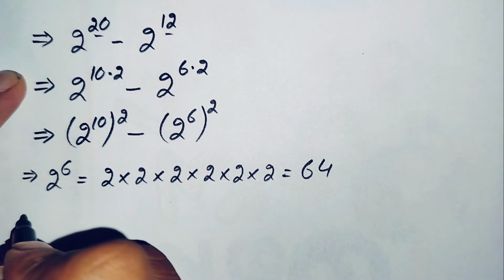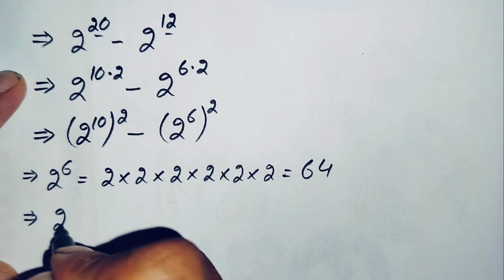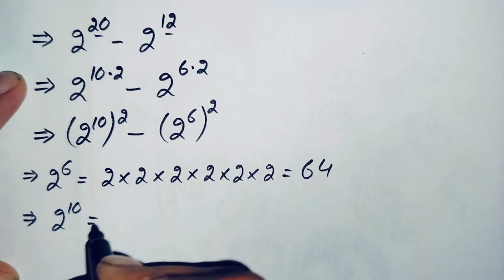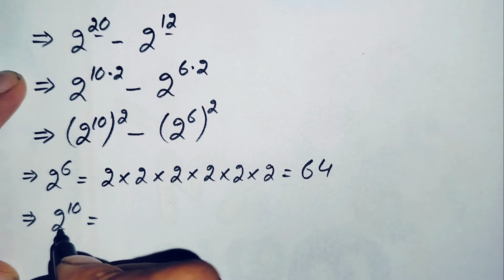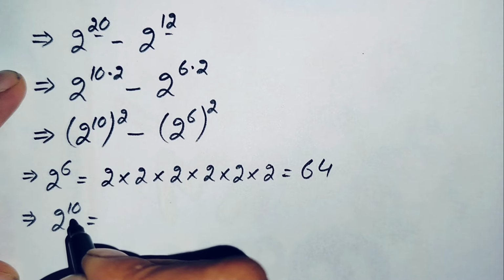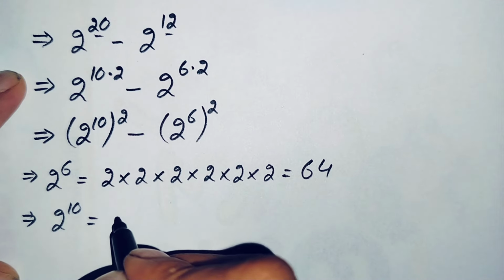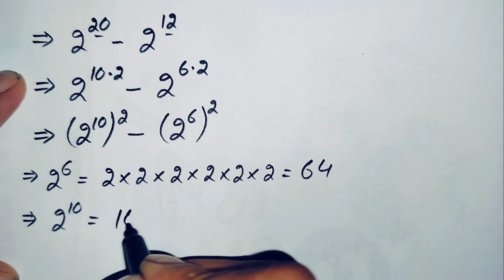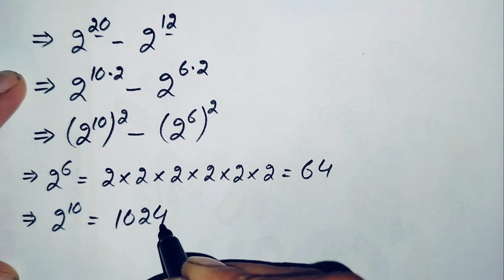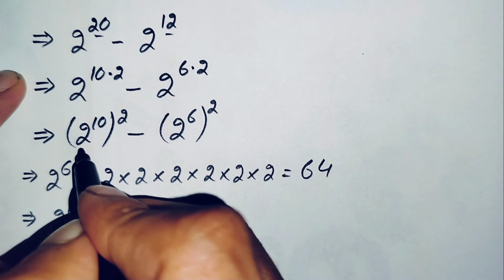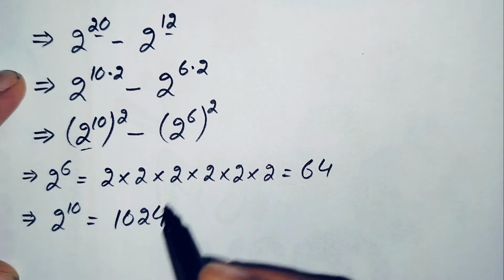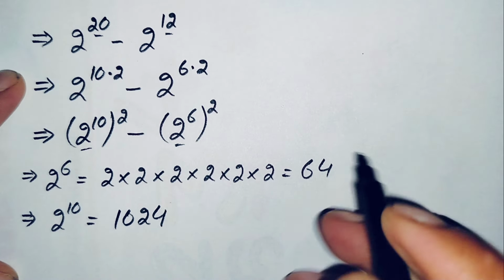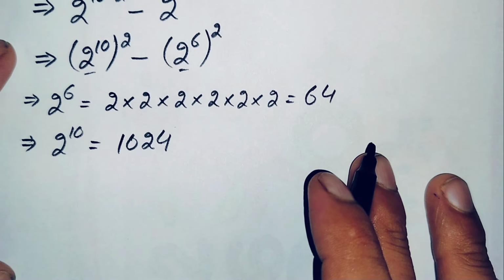Now we will find the value of 2 raised to power 10. What is the value of 2 raised to power 10? 2 raised to power 10 means we need to multiply 2 ten times. 2 raised to power 10 is a very famous number that we most often use in our videos. That is equal to 1024. So here we will replace 2 raised to power 10 with 1024 and 2 raised to power 6 with 64.